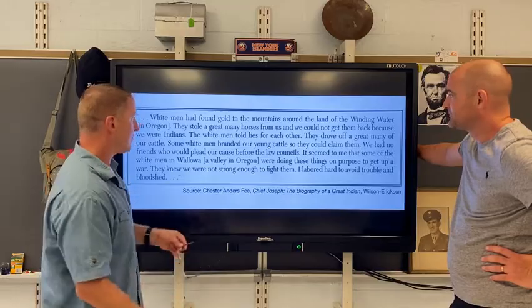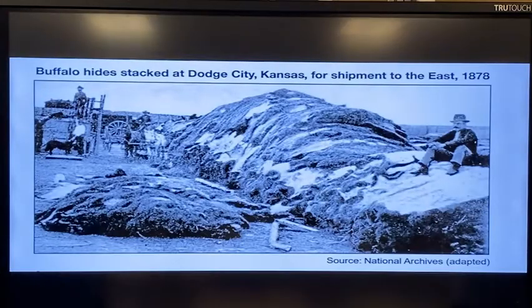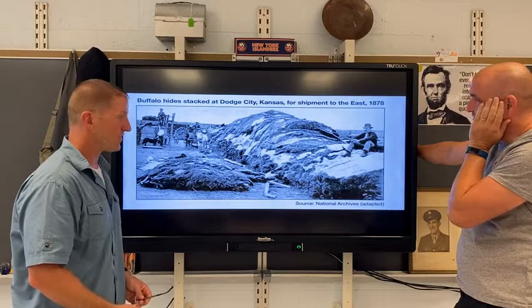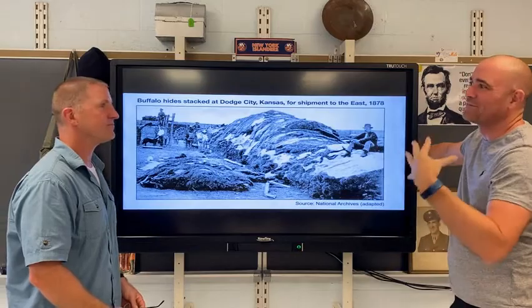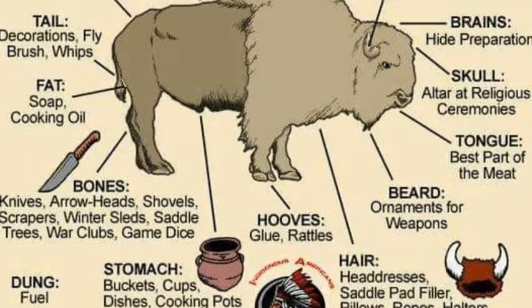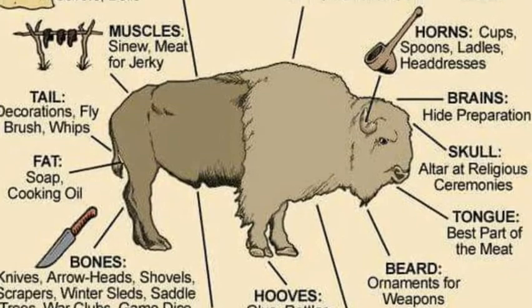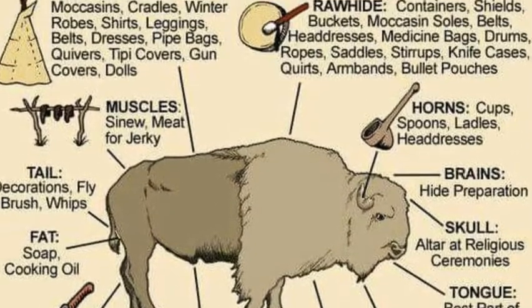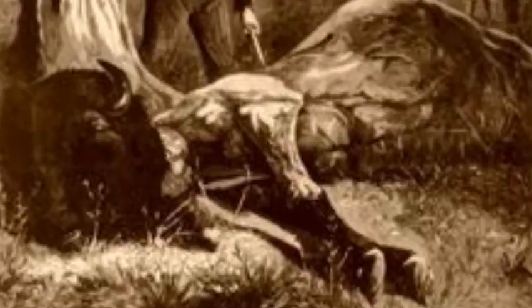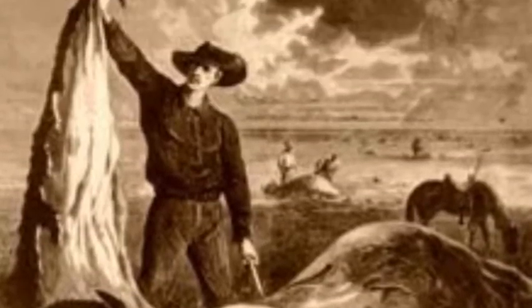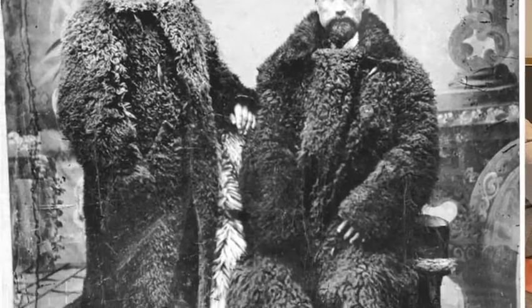So now we bring in this: buffalo hides stacked at Dodge City, Kansas for shipment to the East, 1878. The Great Plains natives, the Sioux, the Lakota, relied on the buffalo for everything: food, clothing, shelter, even religious ceremonies, and we just came in and hunted them. Why? We wanted their skin. Buffalo coats were very expensive, and buffalo heads were put in most people's homes as trophies. People were even shooting from the trains, contributing to that westward development.